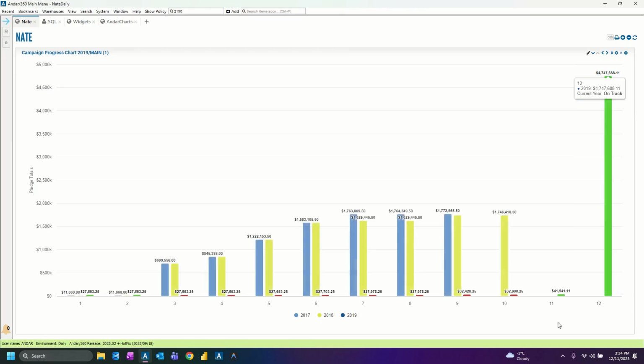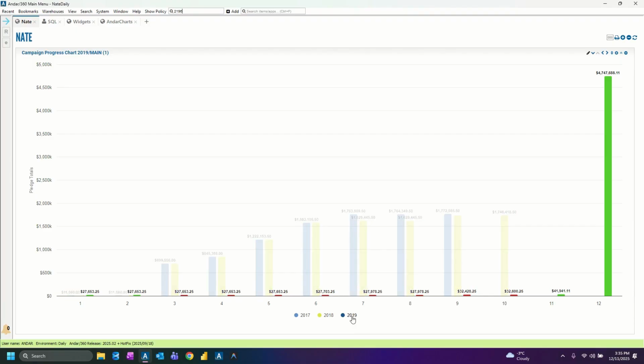That's one of the things I think people look at this key and they see this third series here, and they expect something dark blue. But really, the most recent, the current campaign year, is typically going to be either red or green because it's either above or below the final raised for the prior year. So that's one of the first pieces of confusion that I wanted to try and clear up.